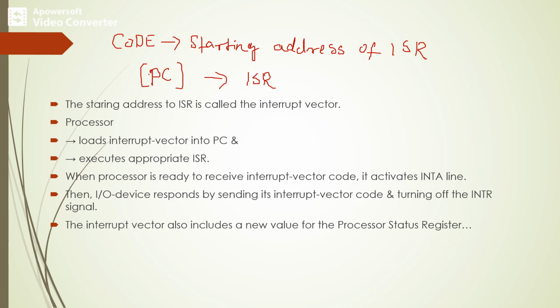When the processor is ready to receive the interrupt vector code, it activates the INTA line. So whenever the processor is ready, it will activate the INTA line. Then the I/O device responds by sending its interrupt vector code and turning off the INTR signal. The interrupt vector also includes a new value of the processor status register.